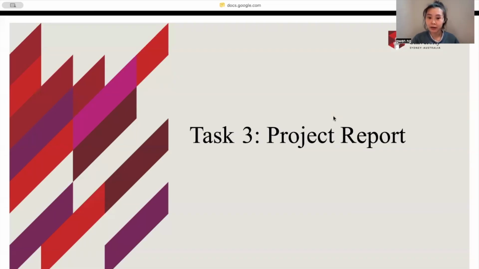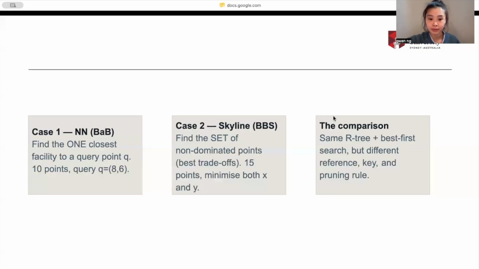Hi, I'm Gwen. My part of this project was Task 3 Project Report. So there are three pieces in my session. Case 1 is the nearest neighbor, where we're looking for a single closest point to a query. Case 2 is the skyline, where instead of one answer, we want a whole set of best options. And finally, I will finish with a comparison of the both.